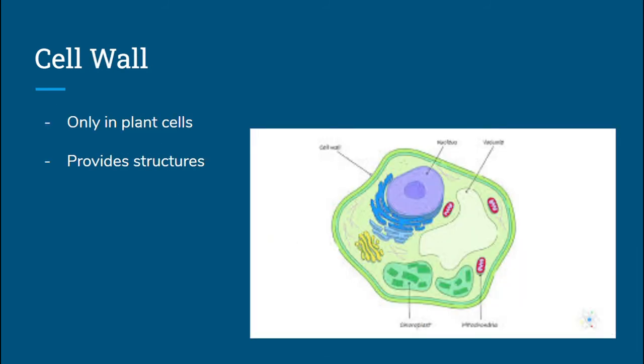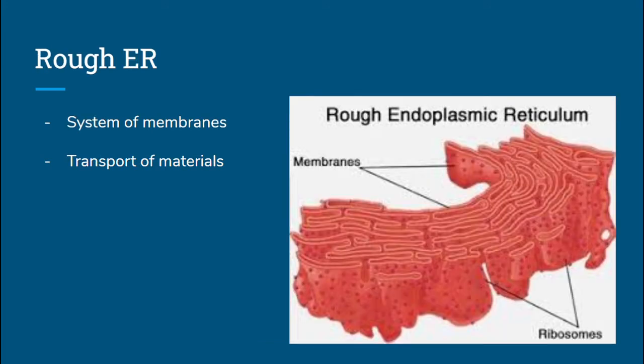While the cell membrane is in both plant and animal cells, the cell wall is only in plant cells, and this provides structure for the plant cells. During cytokinesis in cell division, we know that for plant cells, the cell wall is going to develop, and this is how the cells are separated.